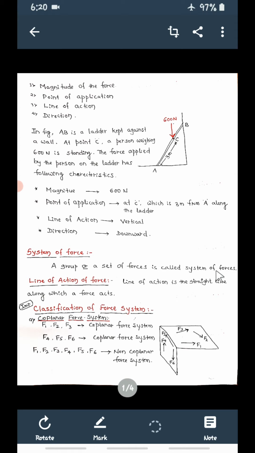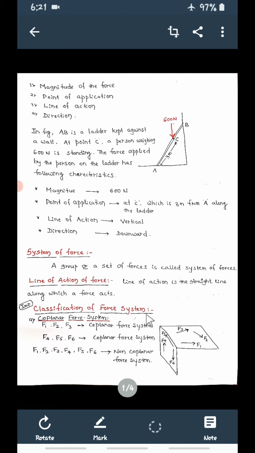Then next is line of action of a force. Already we have seen what we mean by line of action. Line of action is nothing but a straight line along which a force will be acting. Yesterday we saw dotted lines. A dotted line indicates the line of action along which the force will be acting, in the vertical direction or horizontal direction.